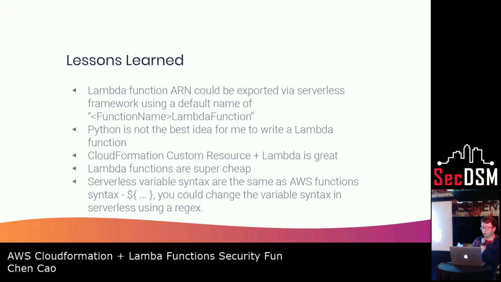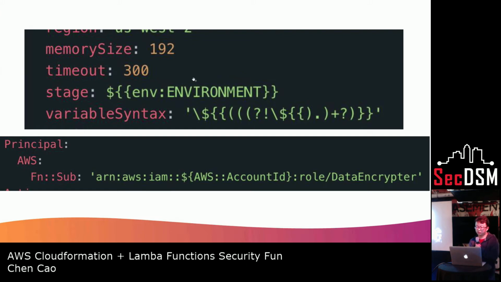But you could actually change the variable syntax in the serverless framework using a regex. What I mean here is, this one is a serverless variable syntax, and this is the AWS function syntax. So they're the same with the $ sign and the bracket. But it's hard for the serverless framework to tell which one is the serverless variable syntax and which one is the AWS function syntax. After doing some research, I figured out you could add this and then write a regex here to make the serverless variable syntax double brackets instead of single brackets. That's a tricky way to figure this out.